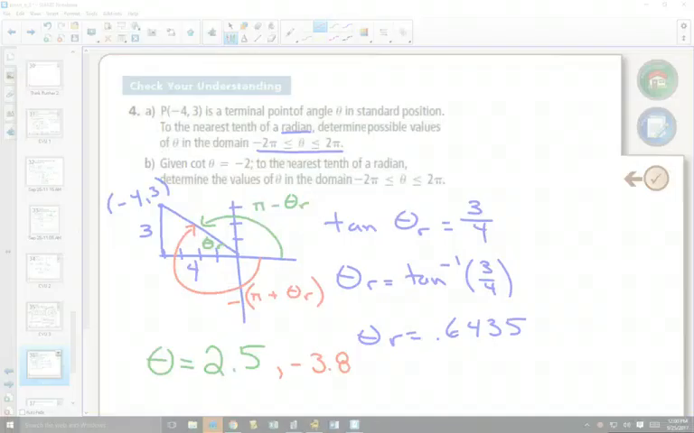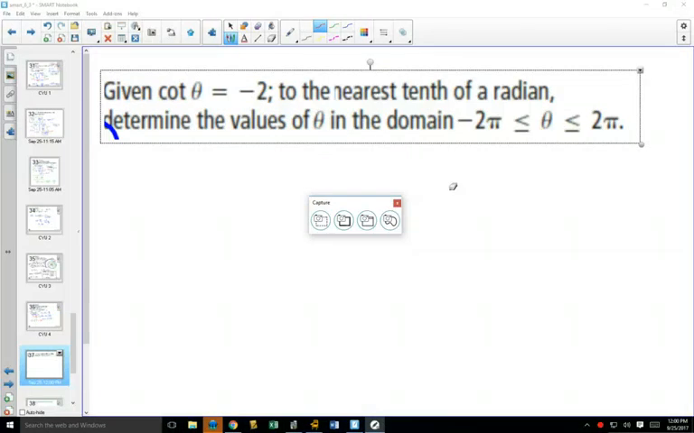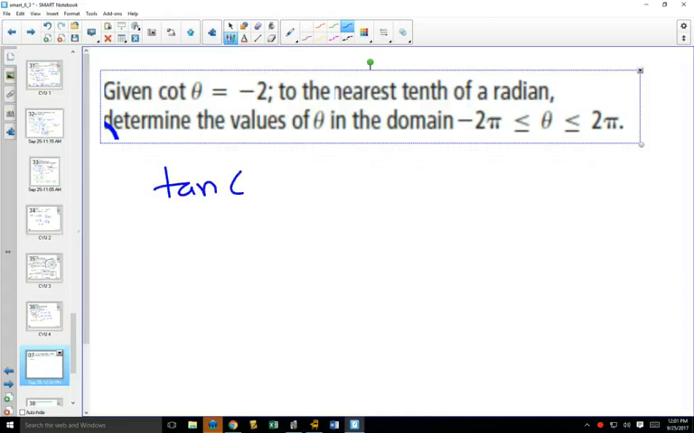For part B, we had one like this in degrees. Don't know if you remember, but the very first thing that we did, because it's cotangent and we're not as familiar with cotangent, if cotangent of theta is negative 2, then tangent of theta is negative 1 over 2. Notice the angle didn't change. It's the ratio that gets flipped.